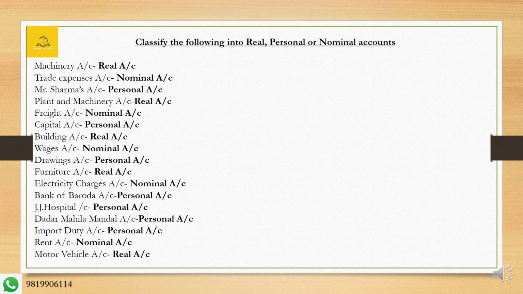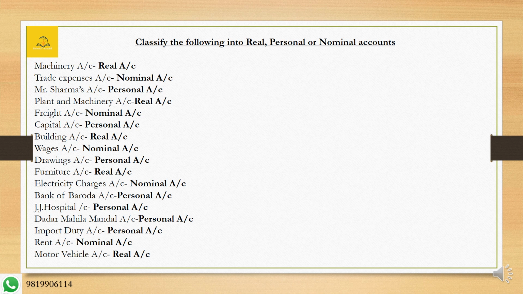Now, let us classify the following into real, personal, or nominal accounts. So, machinery account is a real account. Trade expenses is an expense, comes under nominal account. Mr. Sharma's account, dealing with a person, personal account. Plant and machinery asset either has come in or has gone out. It is a real account. Freight expense, nominal account. Capital account. Capital account is the owner's money that he has put into a business.